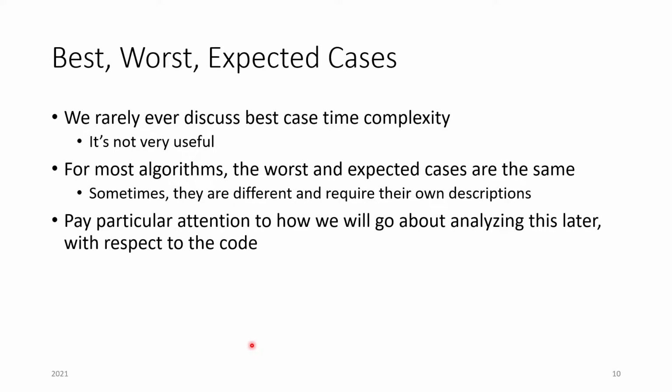When they are different, you actually do have to specify what they're going to be. But most of the time, you can just have the expected case, which is going to be the average case, and you'll be pretty much okay with that regardless. So we're going to be paying attention to this in particular while we start with code examples to see how we formulate this expected case.